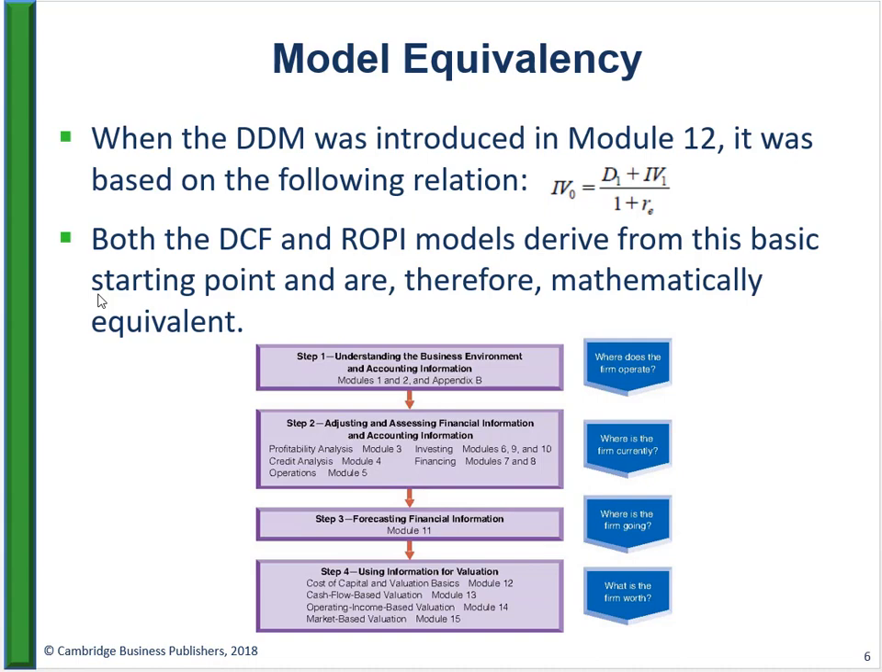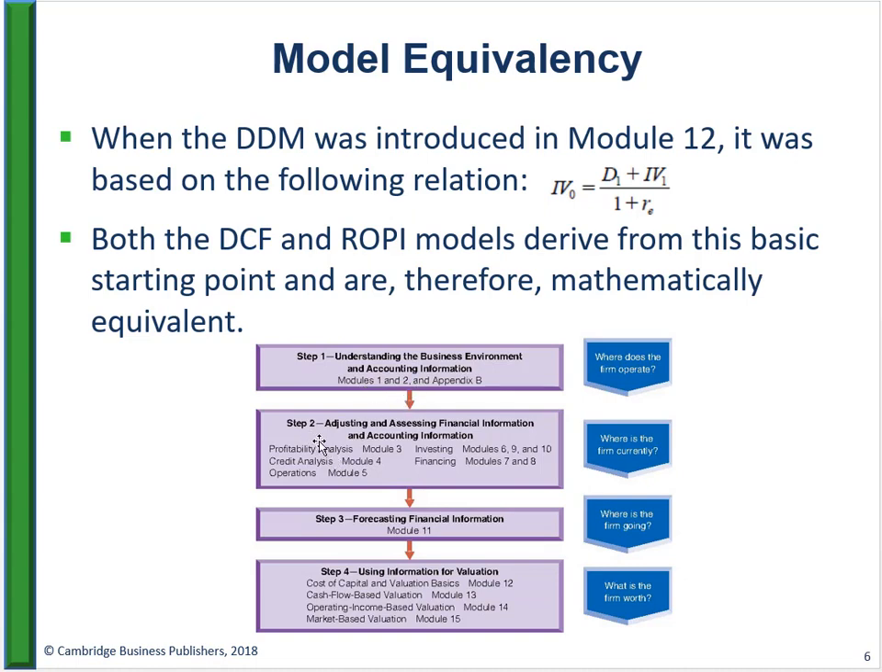This is one of my favorite slides from the whole class, because it summarizes everything that we've done up to this point. It summarizes the entire class. You'll notice here that at the top of the screen it gives the formula again for the dividend discount model, and looks at the discounted cash flow model and the ROPI model on slide 5 by comparison, as we track each step in the analysis process, whereby step 1 is to understand the business environment and accounting information. So that was modules 1 and 2.